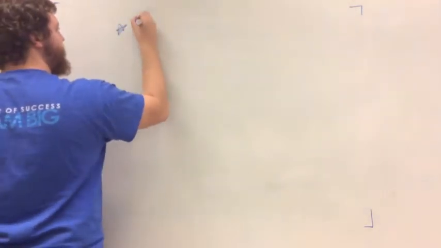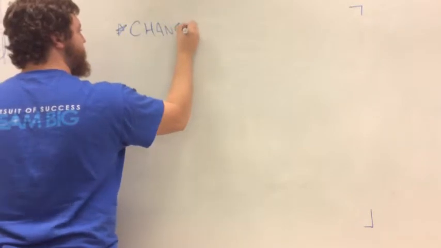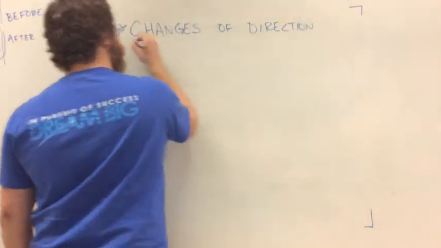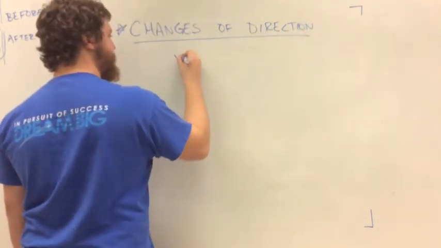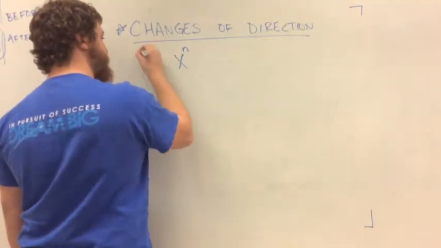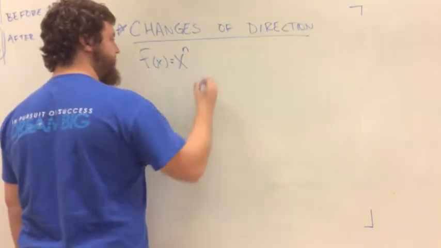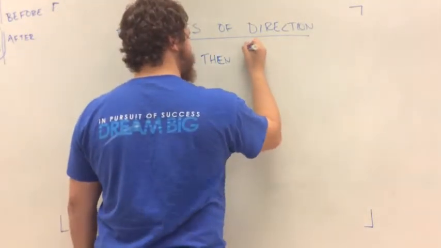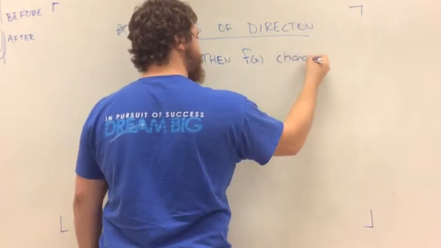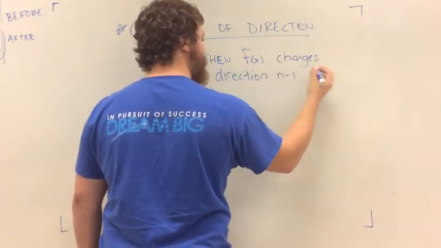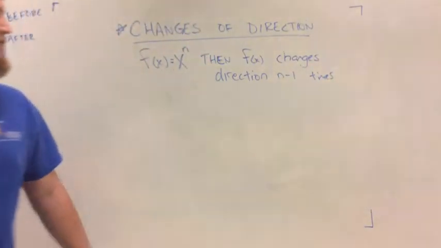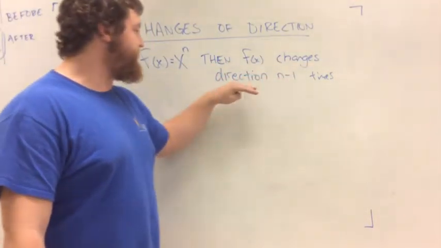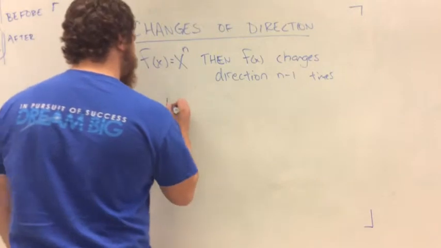This is a note card. Changes of direction: if you have f of x equals x to the n, so if this is my function, x to some number, then f of x changes direction n minus 1 times.